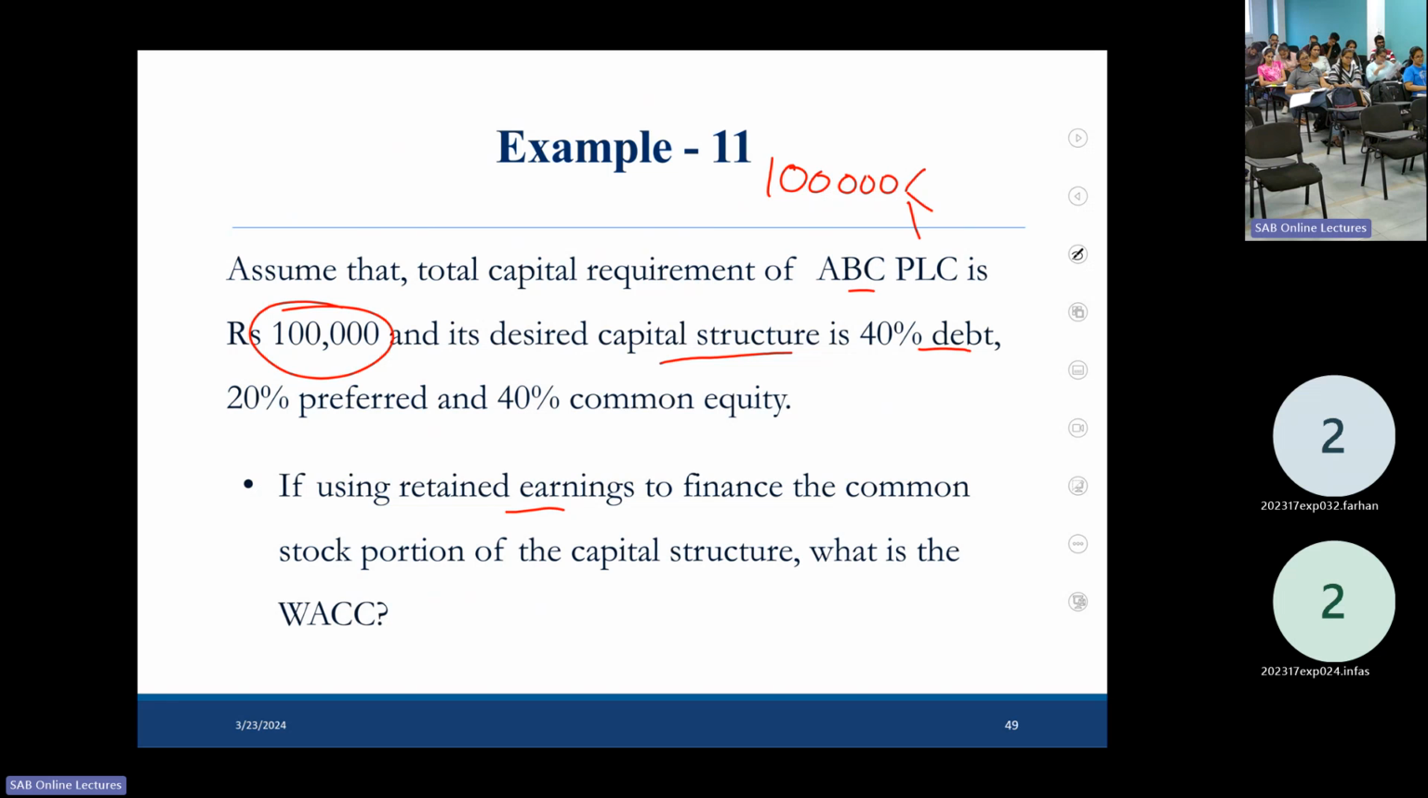From the debt capital, 40,000. From the equity, 40,000, and 20,000 from the preference shares. Because this is the capital structure: 40 debt, 40 equity, 20 preference shares. So this 100,000 is their total capital requirement, and they have financed it using these sources of capital.